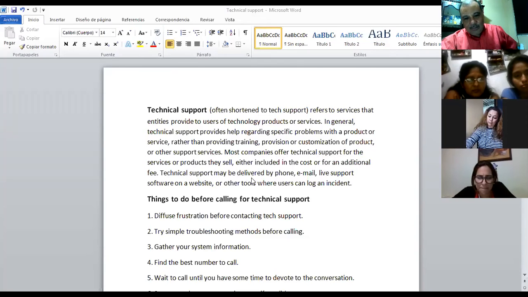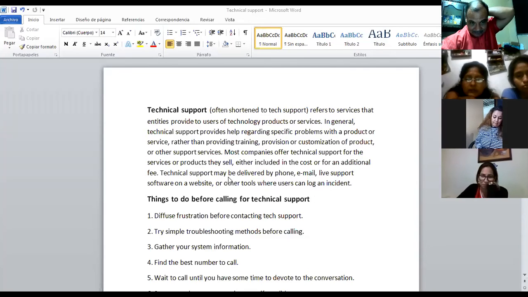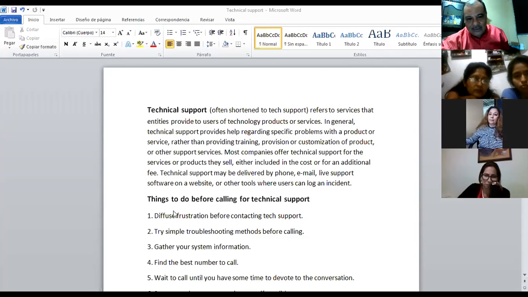El soporte técnico puede ser llevado por teléfono, por correo, en vivo, soporte en vivo, por medio de software, on a website, o otras herramientas cuando los usuarios pueden reportar un incidente. Things to do before calling for technical support. Las cosas que hay que hacer antes de llamar al soporte técnico.